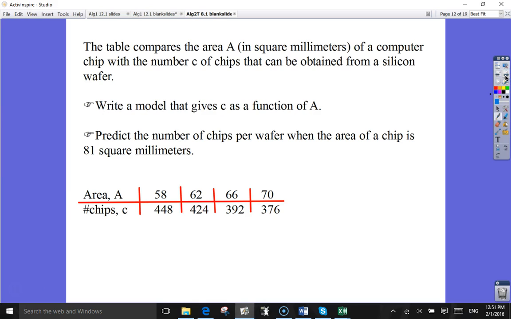Okay, so in this problem, it's a word problem. It says the table compares the area A, capital A, in square millimeters of a computer chip with the number C of chips that can be obtained from a silicon wafer. Write a model that gives C as a function of A. They didn't tell you which one it is. So you have to check the data first and determine, do you think that this is inverse or is it direct? So try it out. Check all the y divided by x's and then check all the x times y's and see if there's one of them that's constant.